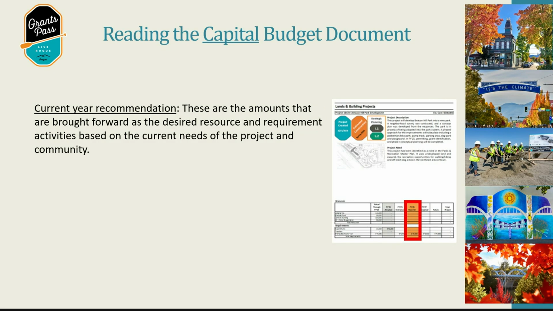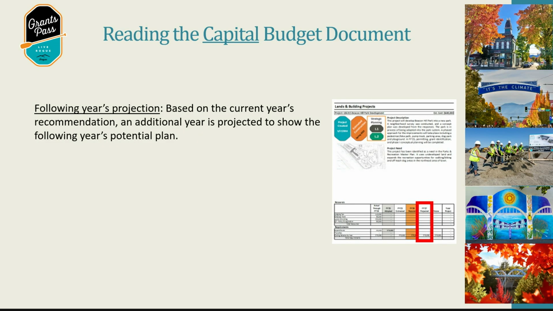The next column is going to be an orange color, and that will be the current recommendation by staff to push forward as far as what the project activity should be for that coming year. And then the following year's projection is based on the current year's recommendation, and additional years projected to show the following year's potential plan. Again, some projects may be out in the next year and or future years.